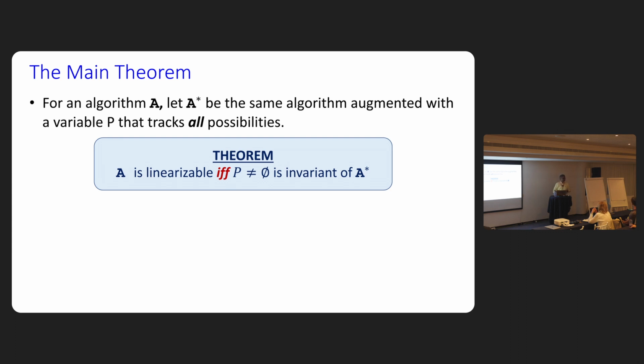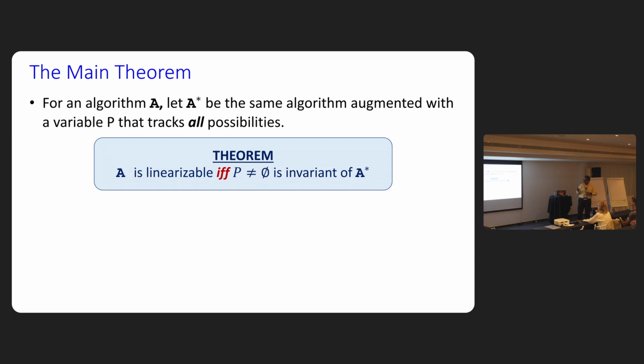If and only if, correct. Yeah. And second question, you wouldn't adjust the notation for making possibilities. This notation, I guess, could be applied to non-linearizable algorithms which have mistakes in them.